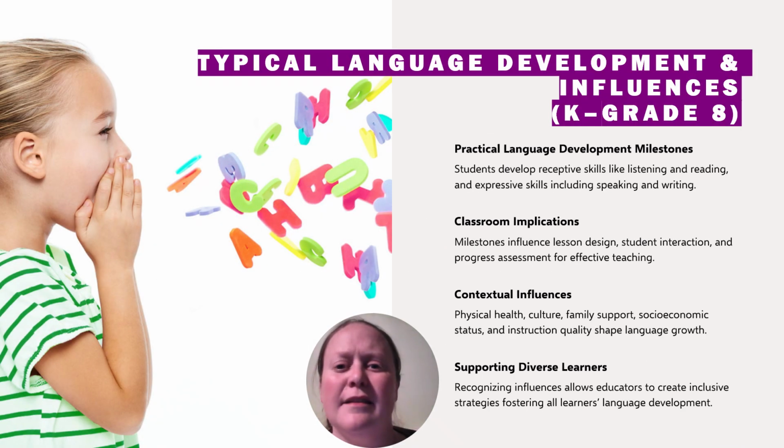We summarize the typical language and literacy milestones across the grade band: kindergarten, 1st through 3rd, 4th through 6th, and 7th and 8th. We will discuss how language development can affect a student's academic success and highlight contextual factors that teachers can address within the classroom.